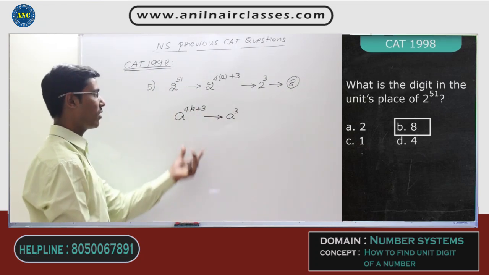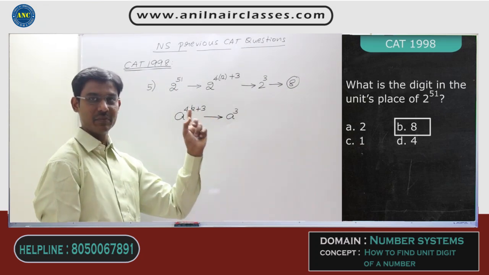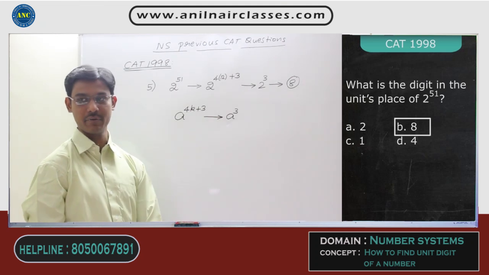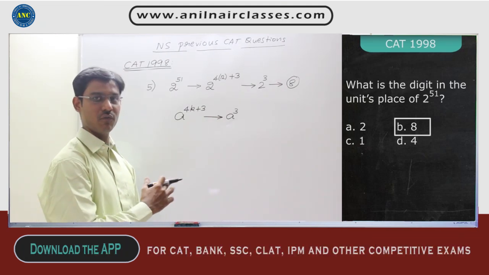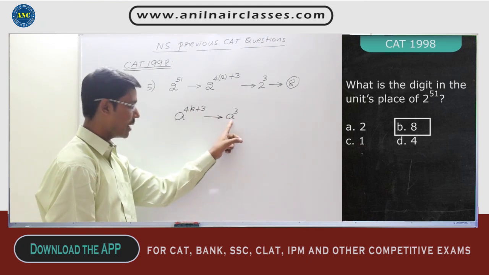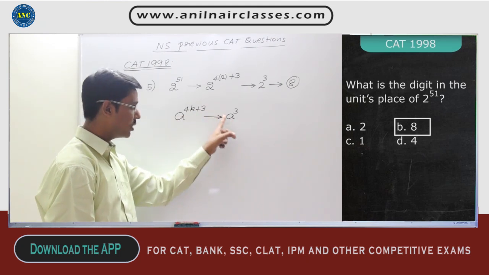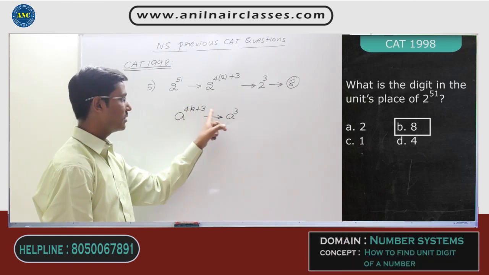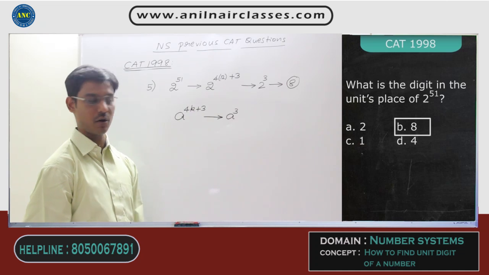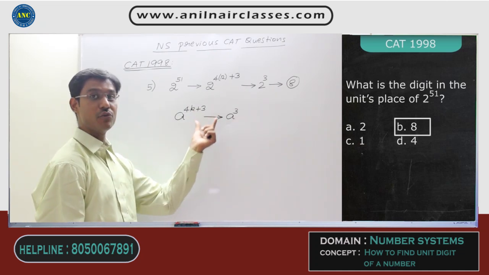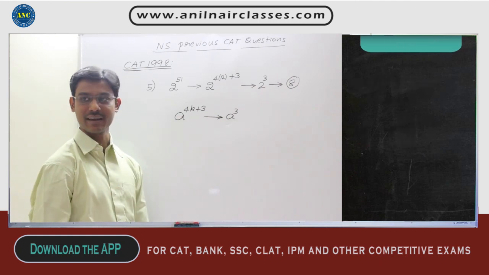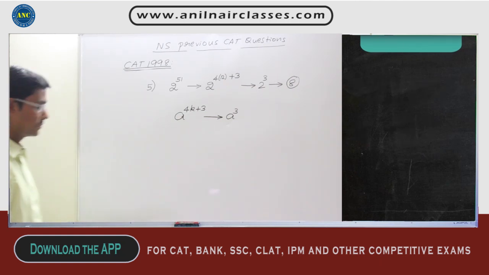How did you get a power 4k plus 3 as a power 3? This is the complete thing we have discussed in detail in our unit digit concept. I request you to refer to that video for a better understanding of this problem. A power 4k plus 1 is a power 1, a power 4k plus 2 is a power 2, a power 4k plus 3 is a power 3. If the power is exactly a multiple of 4, then it is a power 4. How did you get it? The proof was also explained in the unit digit concept in the regular class. First write down this proof.